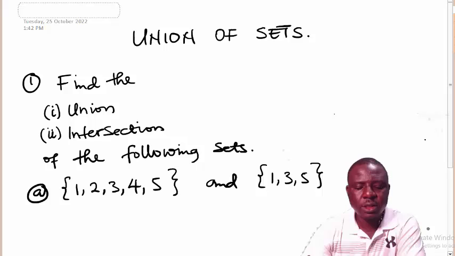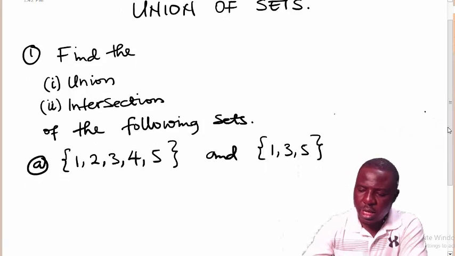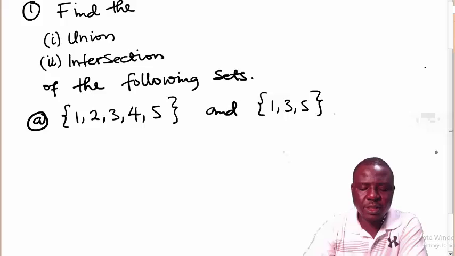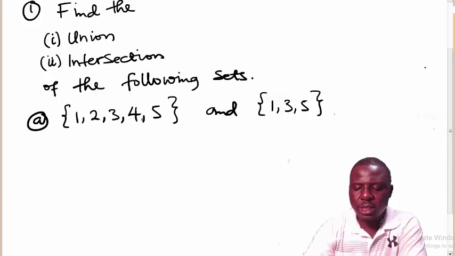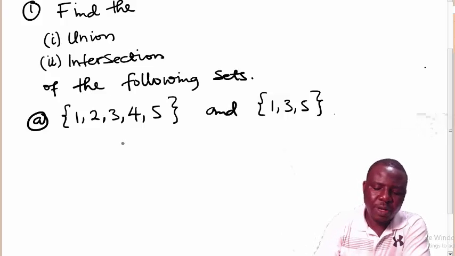Example 1 says, we should find the 1 union, 2 intersection of the following sets. A, we have elements 1, 2, 3, 4, 5 and a set B of elements 1, 3, 5. We have been asked to find the union and intersection of both sets. Let me call this set A and set B.